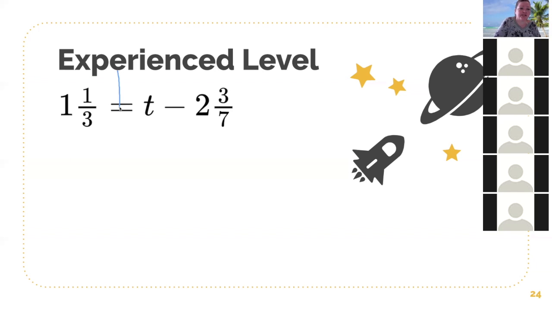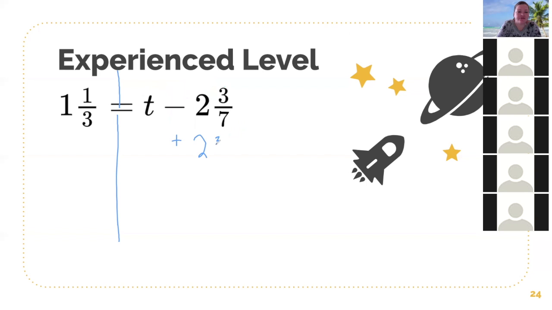So let's look at t. T is not alone. There's a number hanging out. We've got to get rid of it. If I want to get rid of it, I have to do the opposite. So what is that nasty, ugly 2 3/7 doing with t? This whole number and the t are separated by a minus sign. So it's subtracting. So if I want to get rid of it, I have to do the opposite of subtracting. What is the opposite of subtracting, guys? Addition.